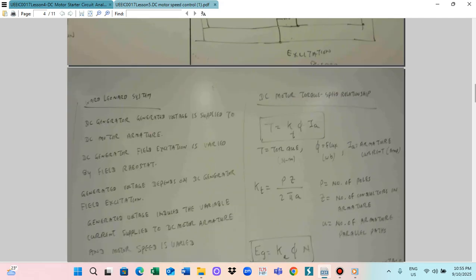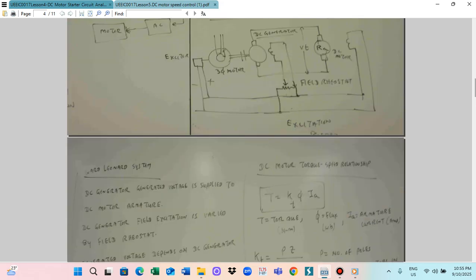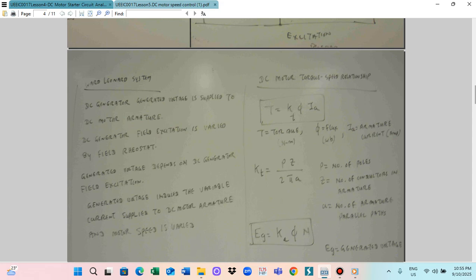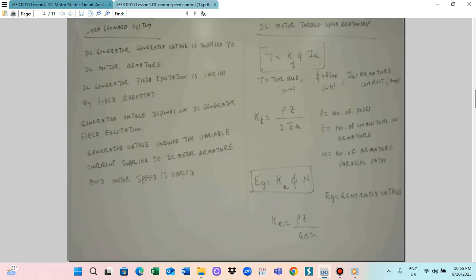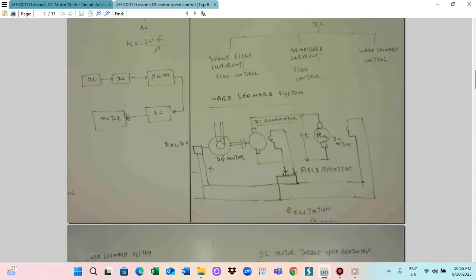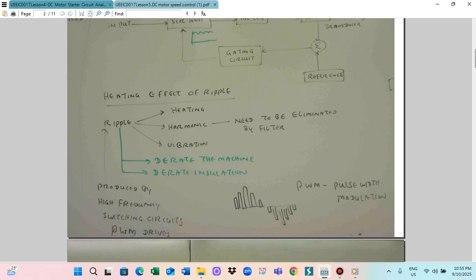Now I give you the speed control method for the DC motor. For the control system, normally the AC current is converted to DC, and this DC is controlled with the PWM system, a pulse width modulated control. This modulated control system forms the AC, and that is connected to the motor.